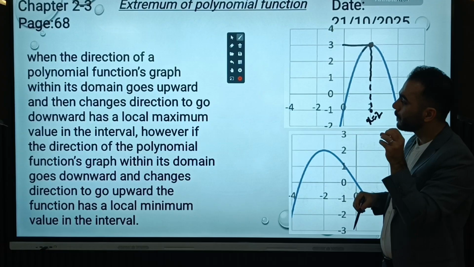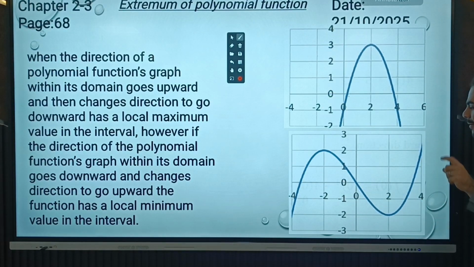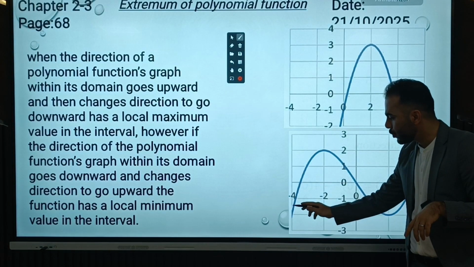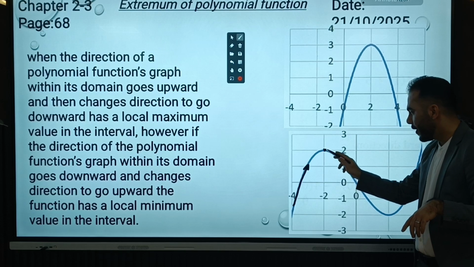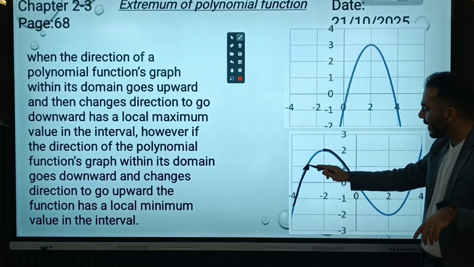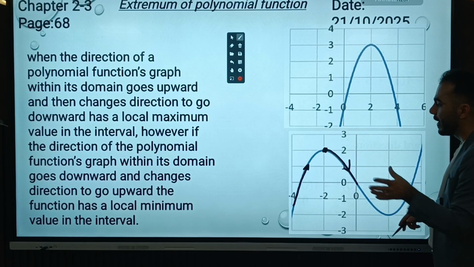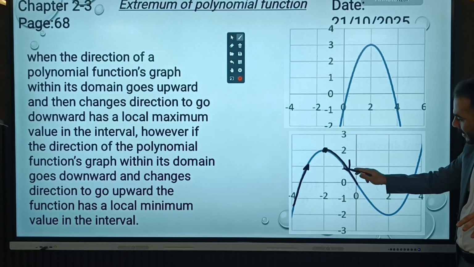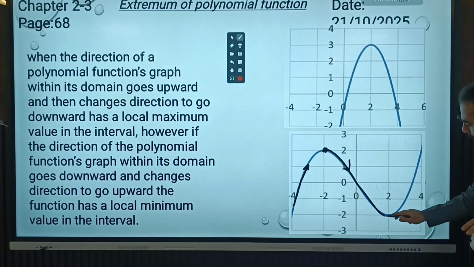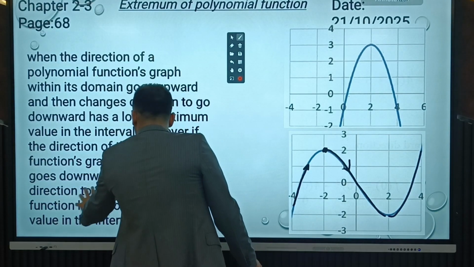How about the next graph? Let's analyze the next graph. From left to right, when we move, it goes upward, and then when we reach here, it goes downward. So it goes upward, it goes downward, and we are going to have a local maximum at that point. But if you come to this point, the graph goes downward and then upward. Down, up. So we are going to have a local minimum in that case.